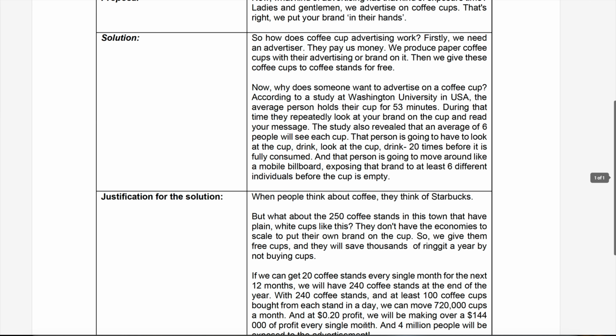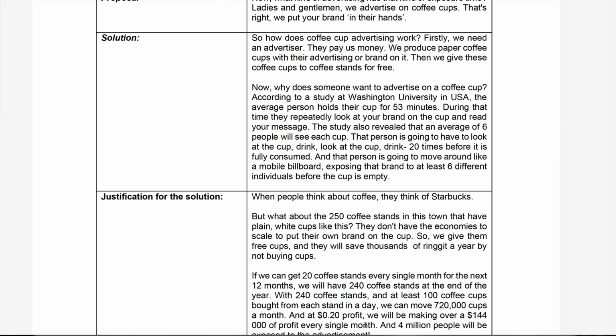And the solution is, so how does coffee cup advertising work? This is where you actually explain in detail the mechanism of your proposal. Now you are proposing an idea. So instead of going for a billboard, which is expensive, or advertising on television or on the radio, which is very expensive, why don't we just advertise on coffee cups? So basically, that's your proposal.